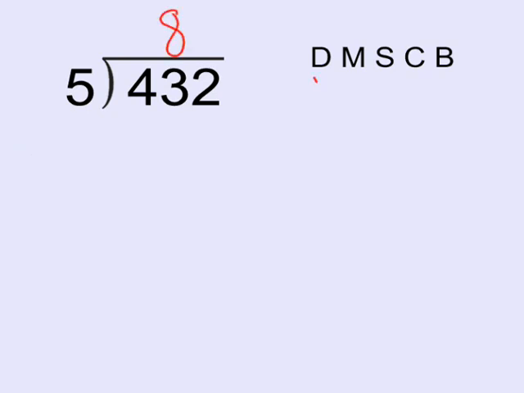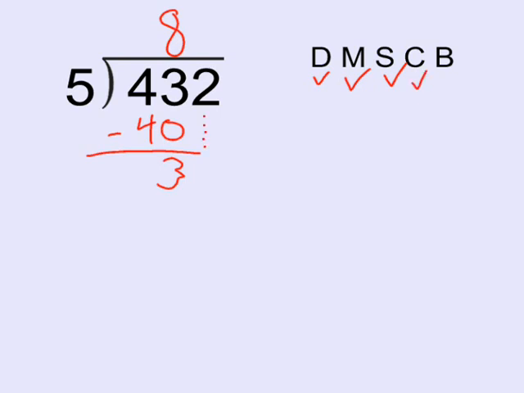Step 2 is to multiply. 8 times 5 is 40. Now I'm going to subtract. 43 minus 40 is just 3. Check. Is 3 smaller than 5? Yes, it is. And now what do I bring down?